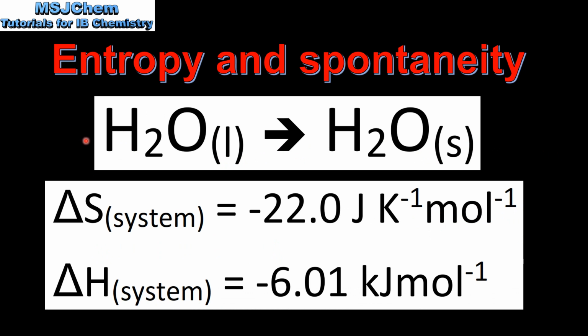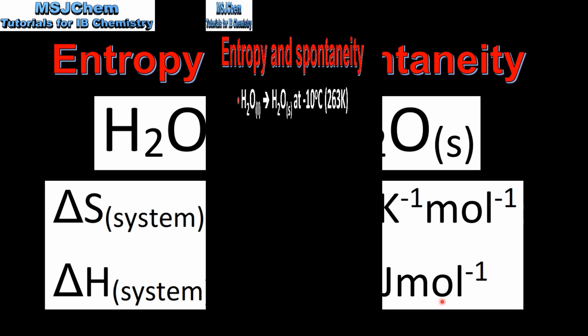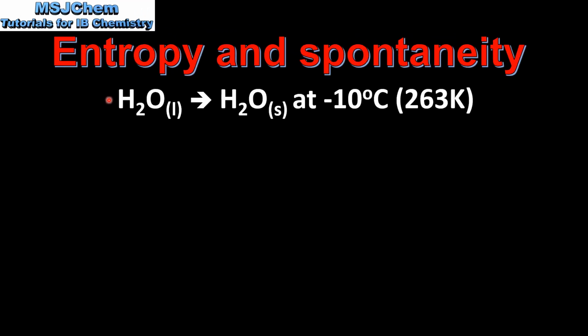So let's calculate the total entropy change for this process in which H2O as a liquid forms H2O as a solid, which is freezing. The change in entropy of the system for this process is negative 22.0 joules per Kelvin mole, and the change in enthalpy of the system is negative 6.01 kilojoules per mole. So let's calculate the total change in entropy for this process at minus 10 degrees C, which is 263 Kelvin.